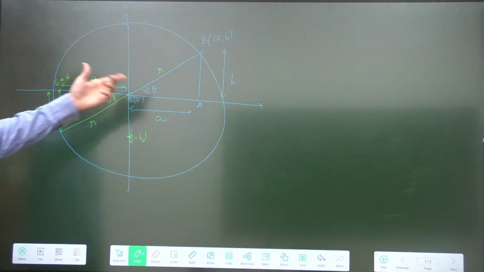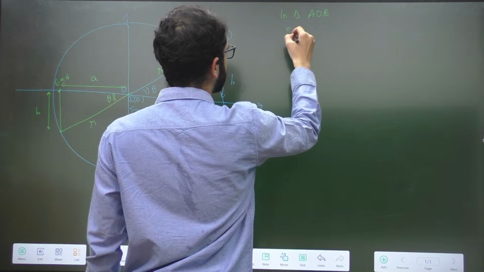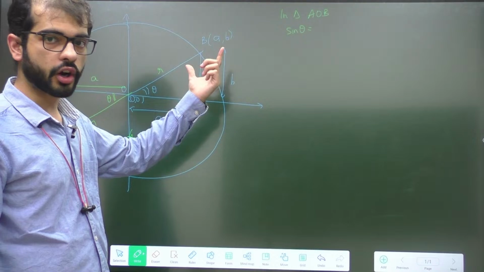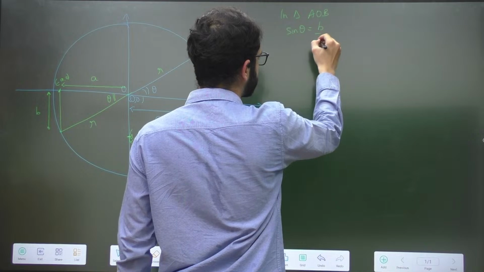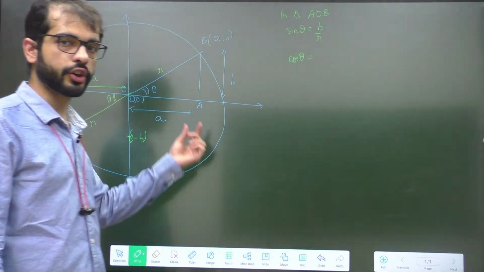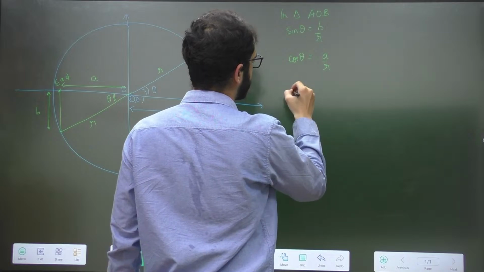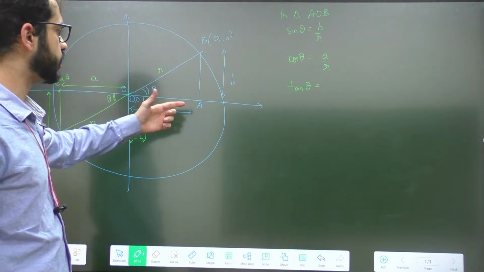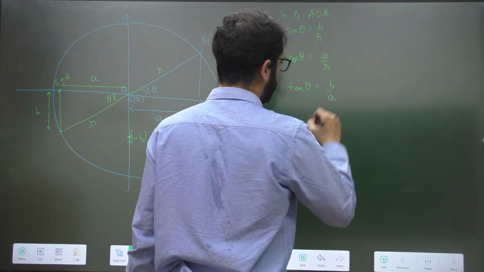Now if we are talking about the first triangle, that is triangle AOB, what is sine theta? Sine is the ratio of vertical component to hypotenuse. The vertical component is B, hypotenuse is R, so sine theta is B upon R. Cos theta is the ratio of horizontal component to hypotenuse, so it is going to be A upon R. Tan theta is the ratio of vertical component to horizontal component, so this is going to be B upon A. I hope this much is clear.